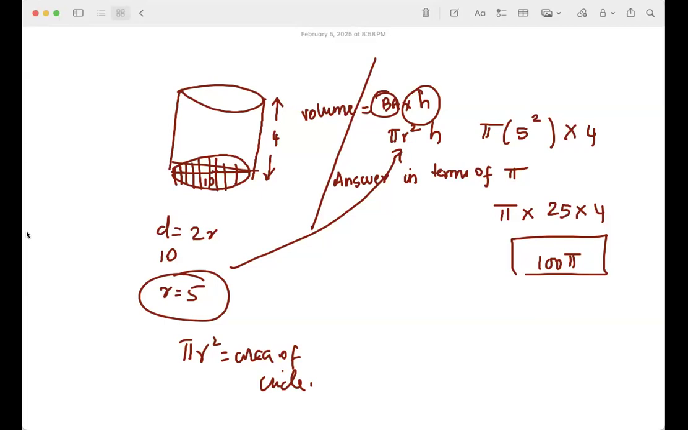Anirudh, did I answer your question? Answer in terms of pi means pi is present in the answer. Sanvi, did you understand? Done? Yeah. One second. Missing dimensions we need to do though. Hold on. Yesterday in the other class, I forgot to do missing dimensions.